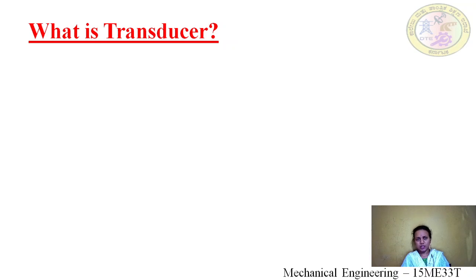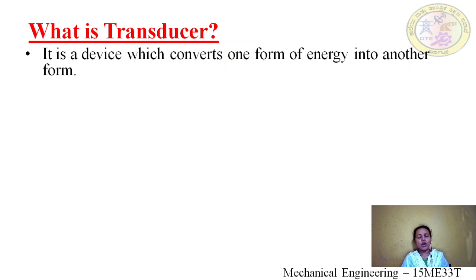Transducers. What is a transducer? I would like to start with an example, like an earphone. I think you have all seen an earphone. An earphone has two transducers: one is a microphone and the second is a speaker. What happens in a microphone? A microphone converts your sound signal into an electrical signal. And a speaker in the earphone converts your electrical signal into a sound signal. So a transducer is one which converts one form of energy into another form.